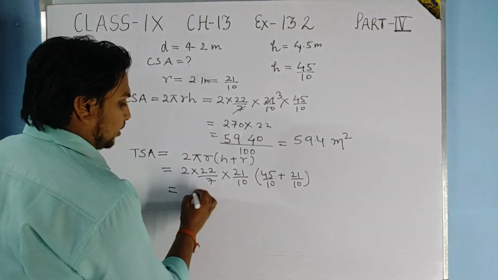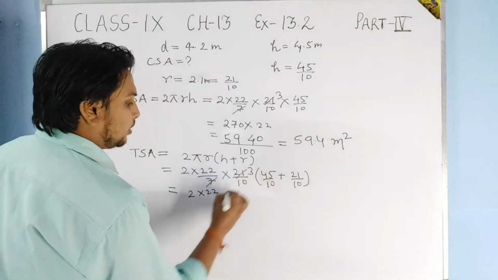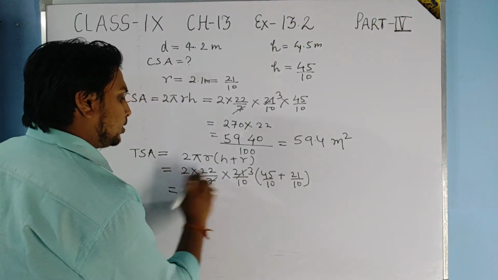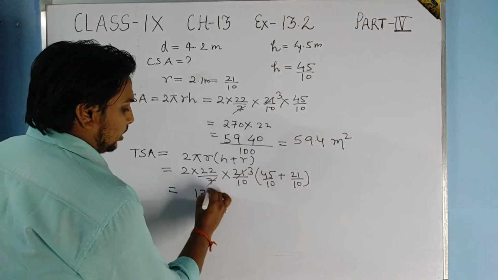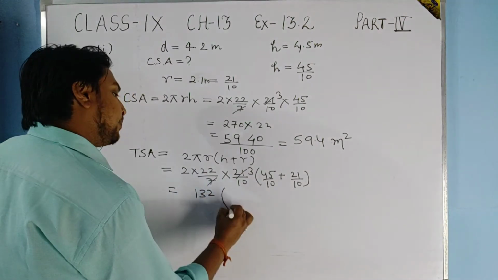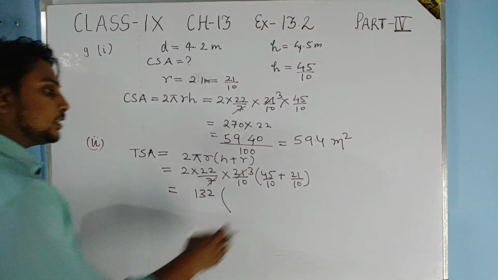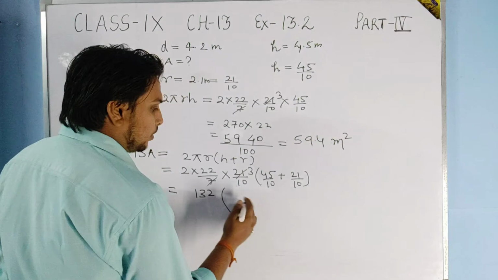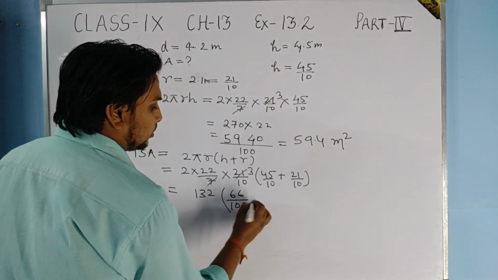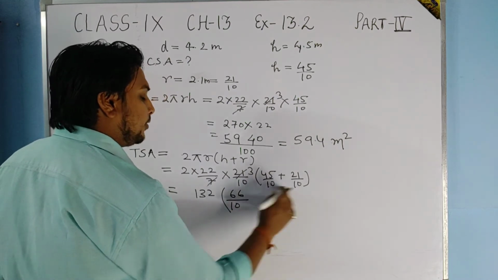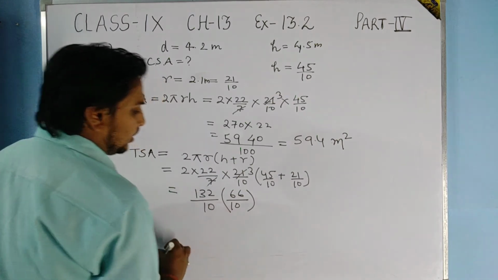So it will be 2 into 22 by 7, 7 3s are 21. Okay, so it will be 2 3s are 6 and 22 6s are 132, in bracket 45 plus 21, so it will be 66 upon 10, because here we are adding it. So 66 upon 10 and here 132 upon 10.